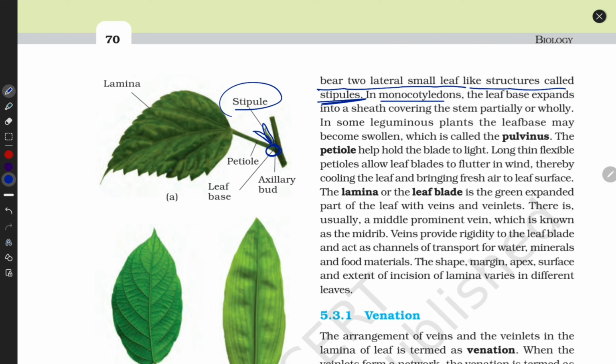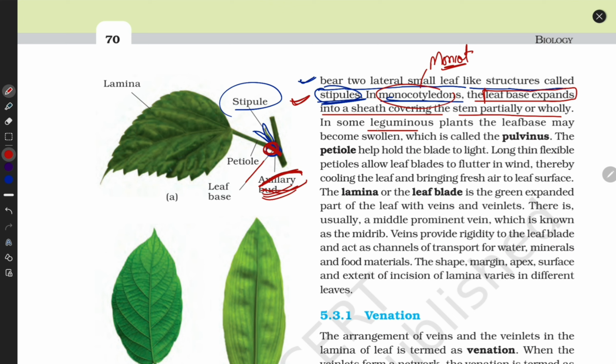In monocotyledons, guys, if someone asks what is stipule, then you have to explain this thing. In monocotyledons, the leaf base expands into a sheath partially covering the stem. Means easy, guys, monocot. There are no true stipules, but their leaf base is a little bit expanded. In dicot, look here, it is very flattened, but in monocotyledon, it expands a little bit. The leaf base expands.